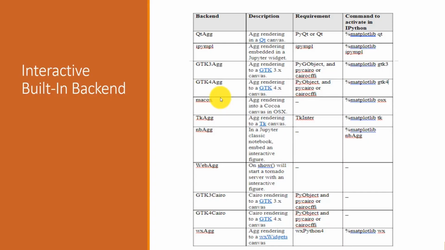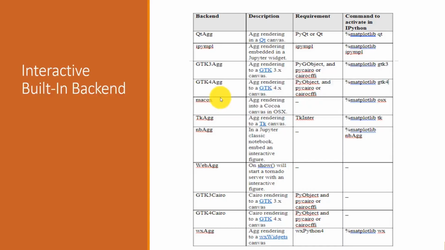Another one is TkAgg. It is used for rendering the Tk canvas, and for this you have to install Tkinter in your system. Another one is nbAgg. It is used to embed interactive figures in Jupyter Notebook. Another one is WebAgg. The other two are GTK3Cairo and GTK4Cairo. They also have some specific requirements, which are PyGObject, pycairo and cairocffi installed in your system.